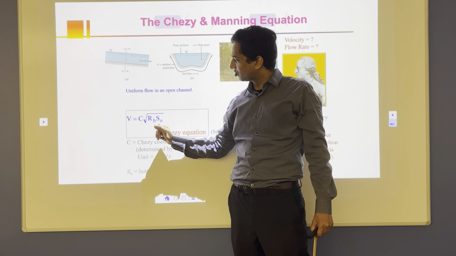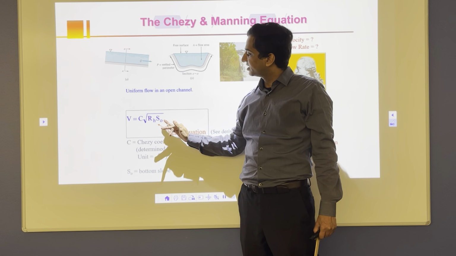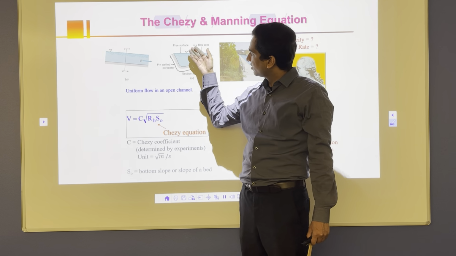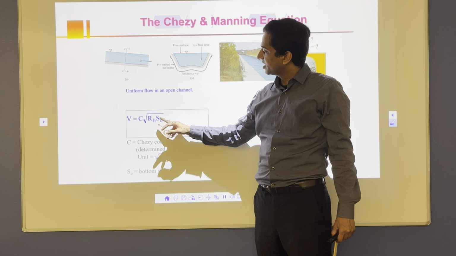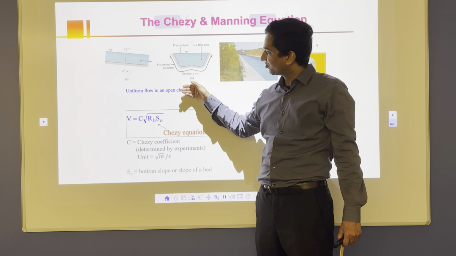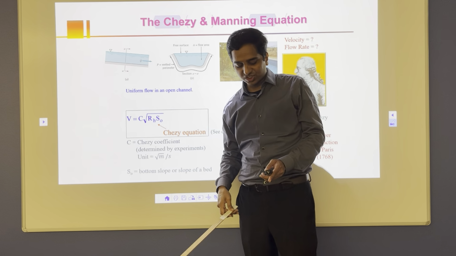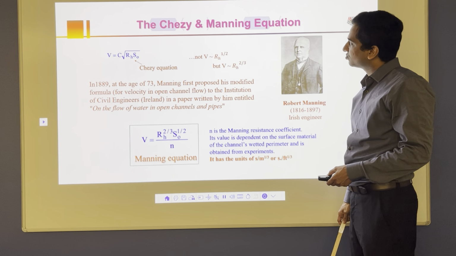You have this Chezy's coefficient here, proportional to square root of hydraulic radius and slope of the bed. Whatever this RH value, RH is nothing but area by wetted perimeter, and the slope of the channel, you put these values and you can calculate velocity. Once you have velocity, you can calculate flow rate. That's your Chezy's equation.